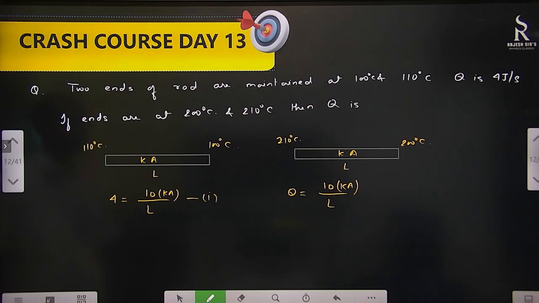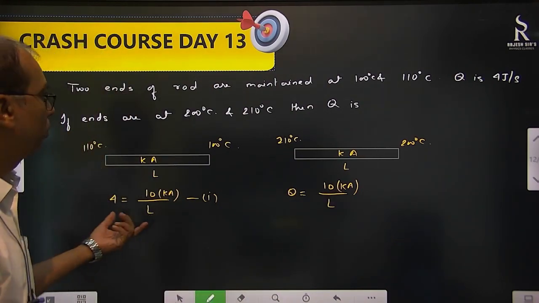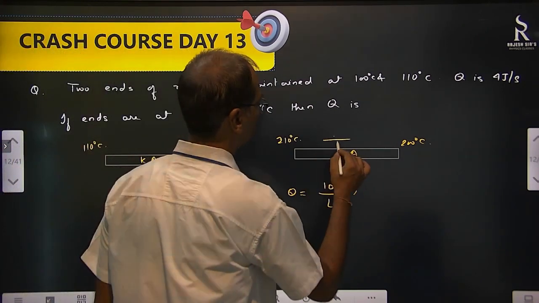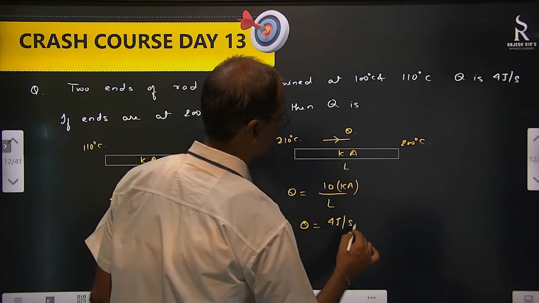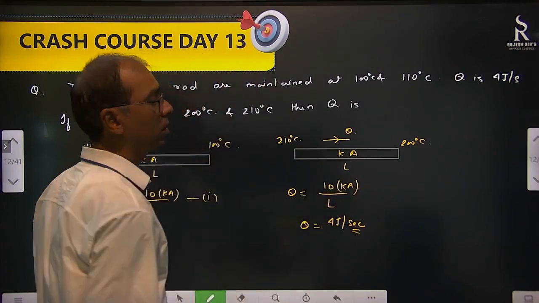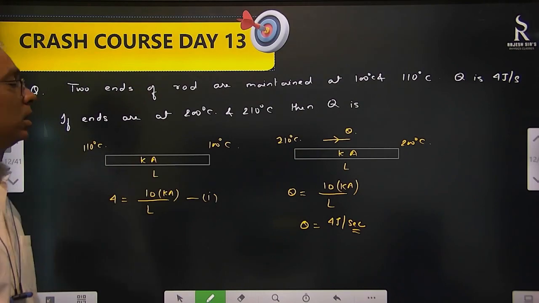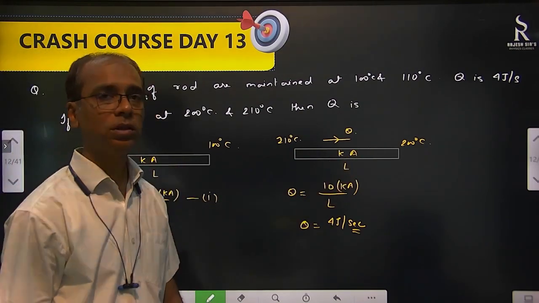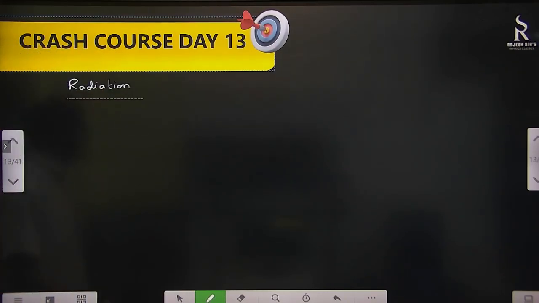Okay. So what do you say? This and this look same. So same 4. This Q is also 4. So it means it depends only on temperature difference, not what the temperature of individual end is. Here is 110 and 100, here is 210 and 200. In both the cases, heat flow is same. Okay. So this is it as far as conduction is concerned.